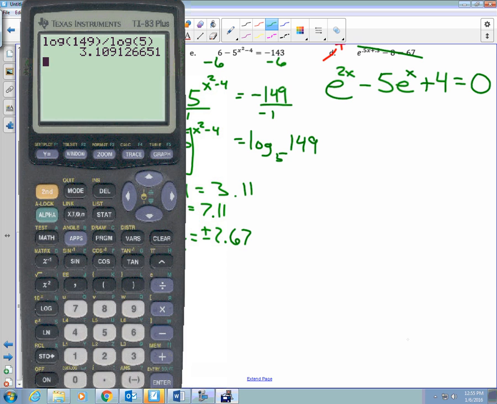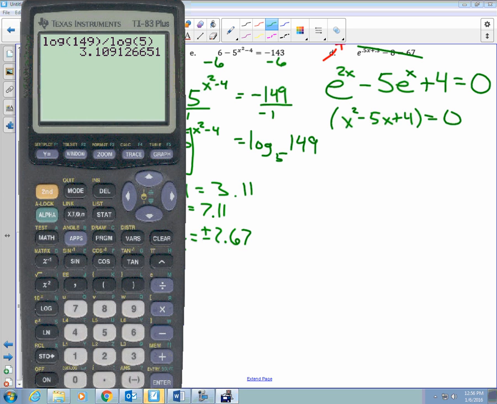A little tricky here. e to the 2x minus 5, e to the x plus 4. Different than the others, right? Everybody see something that works out quite nicely with this problem? It factors. Yeah, if you looked at a similar problem, say x squared minus 5x plus 4 equals 0, you would factor that, wouldn't you? Because x times x is x squared. Well, what do you multiply by itself to get e to the 2x? e to the x times e to the x is e to the 2x.